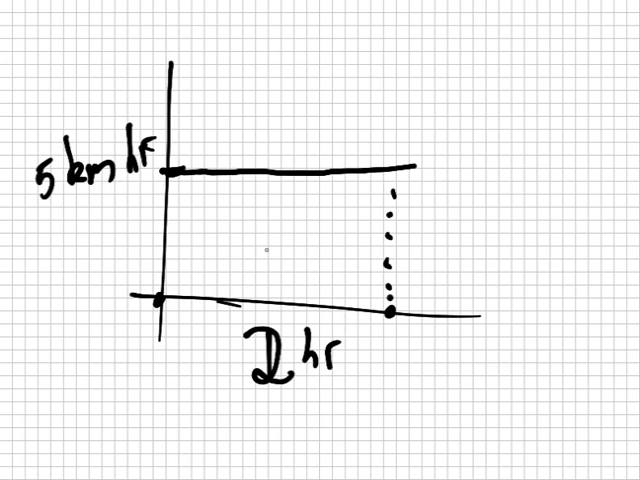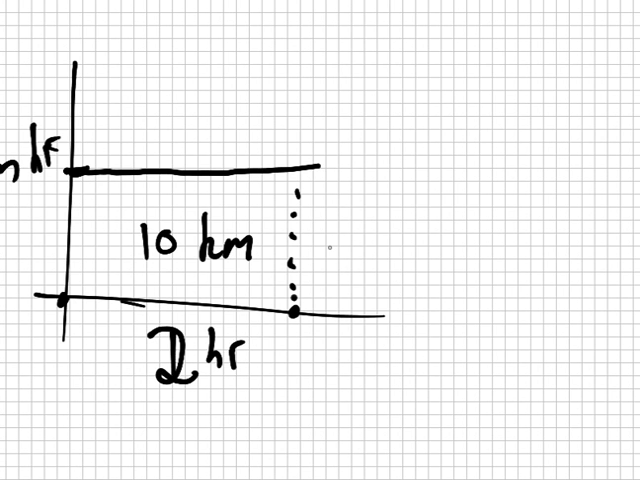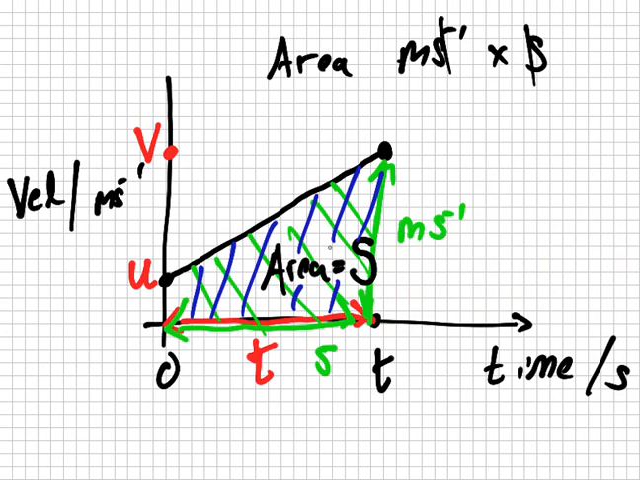5 multiplied by 2 is 10 kilometers. So the area is the S, the distance in this case. Okay? Now, look at this.